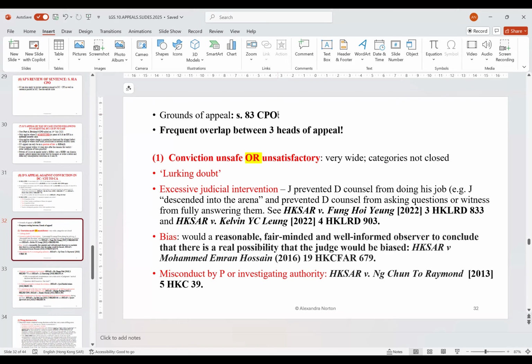Misconduct by the prosecution or the investigating authority. We saw this in the Ng Chong To case, Raymond, that we looked at. Remember, we looked at this in the context of a permanent stay application. That permanent stay application was refused, but a retrial was ordered in the case because of the misconduct of the ICAC officers.